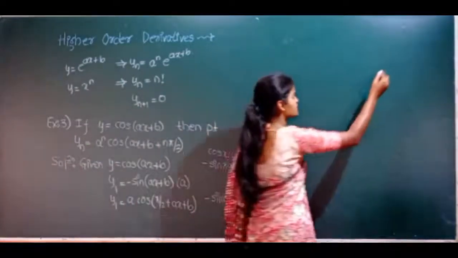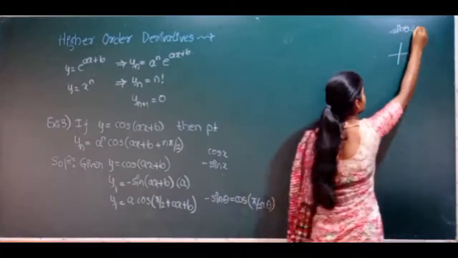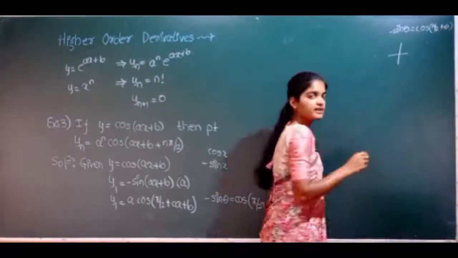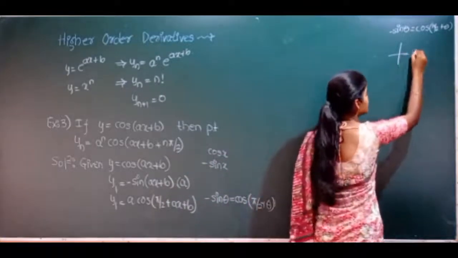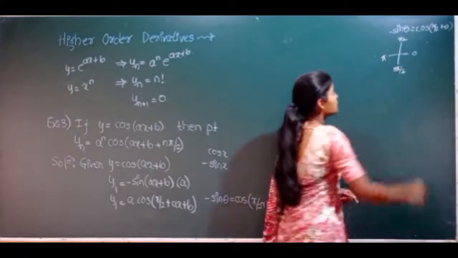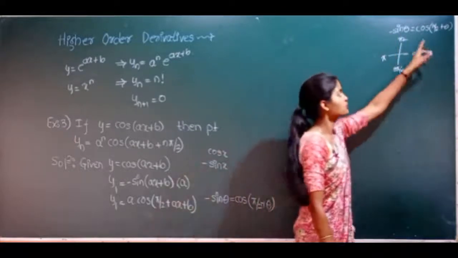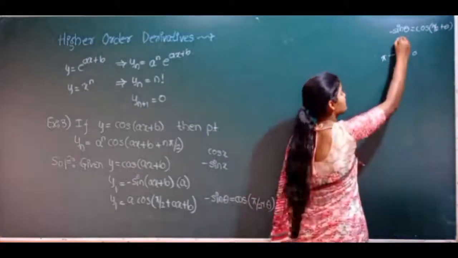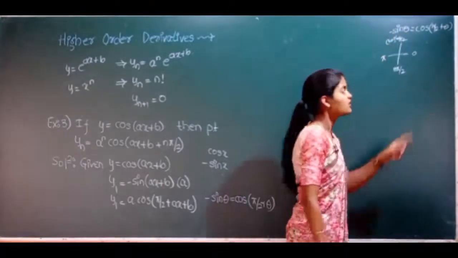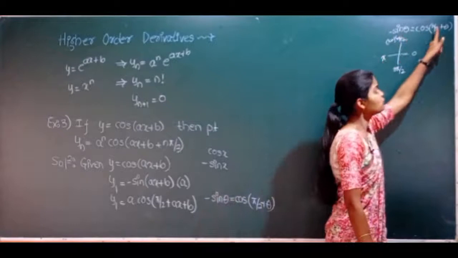I will first tell you how we got that minus sin theta is equal to cos pi by 2 plus theta. We know, considering the 4 quadrants, here it is angle 0, pi by 2, pi, and 3 pi by 2. Now I will take cos pi by 2 plus theta is minus sin theta. Therefore, cos pi by 2 means here. Pi by 2 is here, and here it changes, then cos changes to sine.